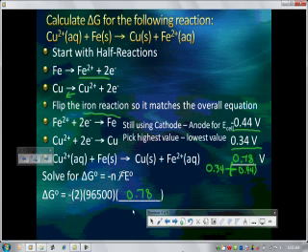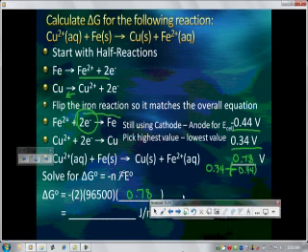Alright, so we're going to put that value into our equation to solve for delta G, where n represents the number of electrons exchanged. That's here from our balanced equation, 2 electrons in this reaction. And then we have Faraday's constant and our E cell that we just calculated.